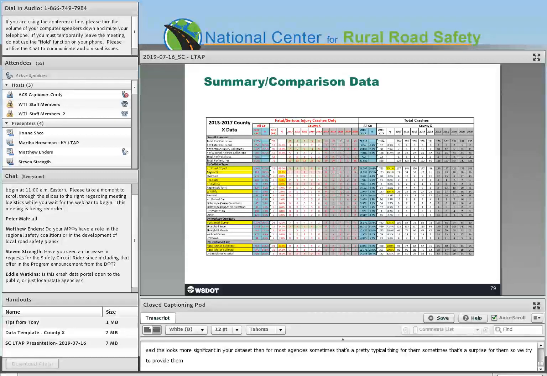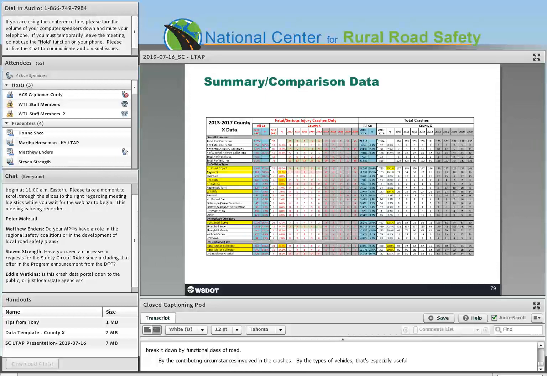As part of what we're providing, we do those breakdowns in most any way that we can that might affect the engineering decisions, especially that they would make on the roadway. And so we break down their data by collision type, by roadway surface conditions, by lighting conditions, by junction relationship, intersections or driveways. We break it down by roadway curvature. We break it down by the fixed objects that get hit. We break it down by functional class of road, by the contributing circumstances involved in the crashes, by the types of vehicles. That's especially useful if they have something that stands out for something like motorcycles or heavy trucks or things like that.